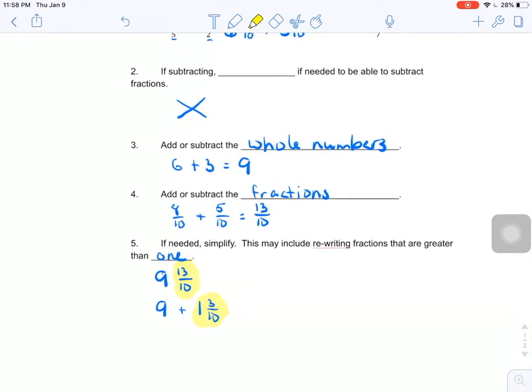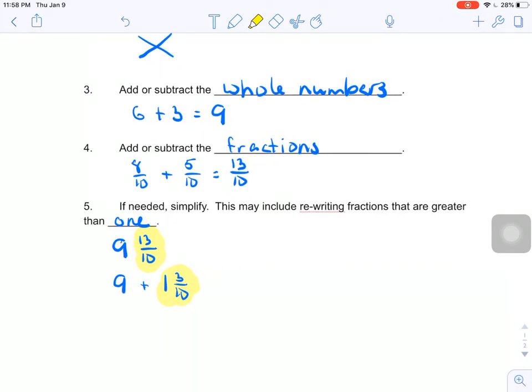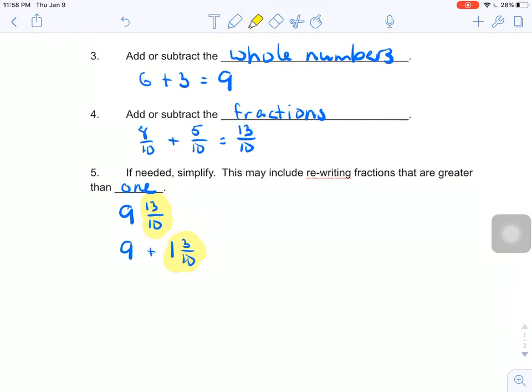So if we put this back together, we simplify it. 9 and 13/10 is the same as 9 and 1 and 3/10, which we can now clean up and say, okay, 9 plus 1 and 3/10 is actually 10 and 3/10. So that would be our final answer. So that is how you can add mixed numbers.